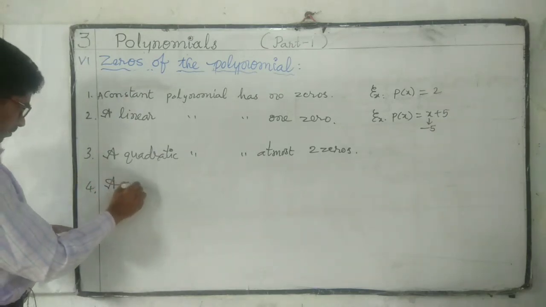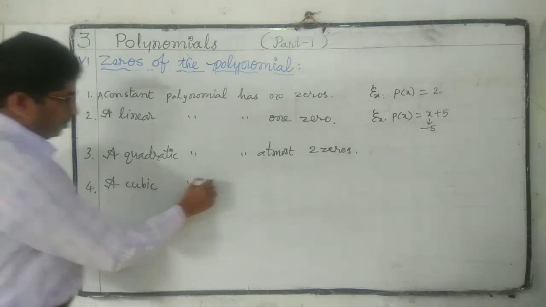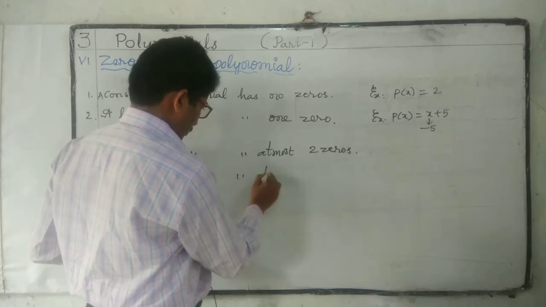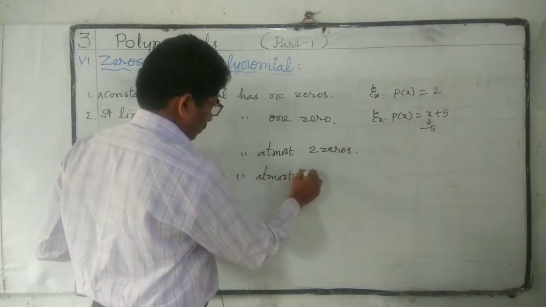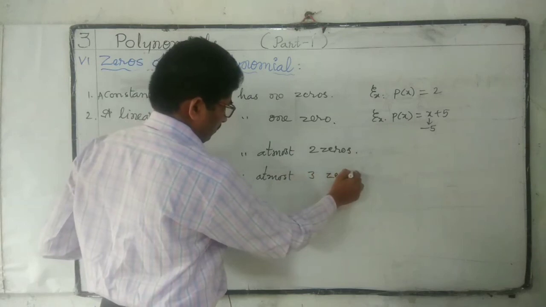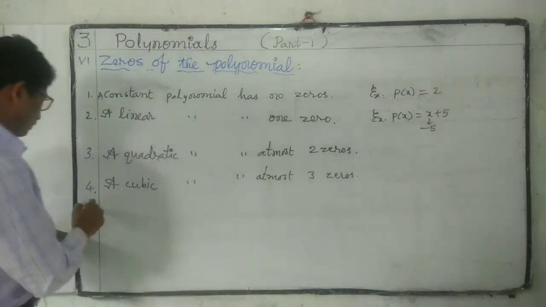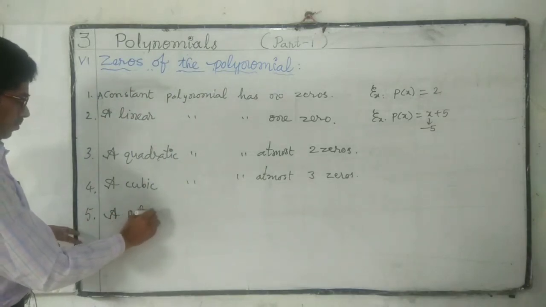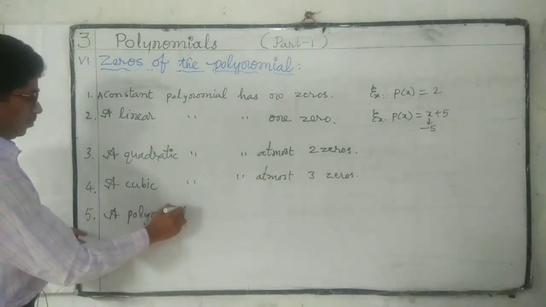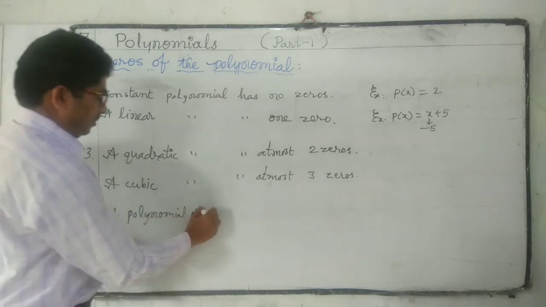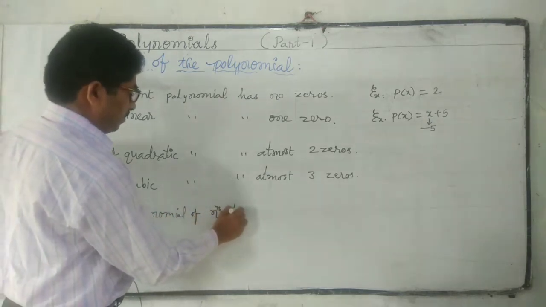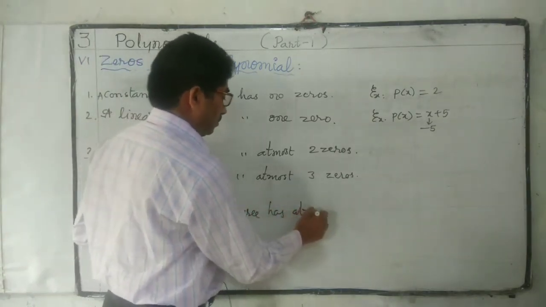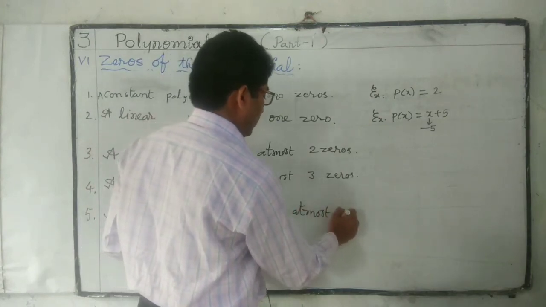A cubic polynomial has at most 3 zeros. A polynomial of nth degree has at most n zeros.